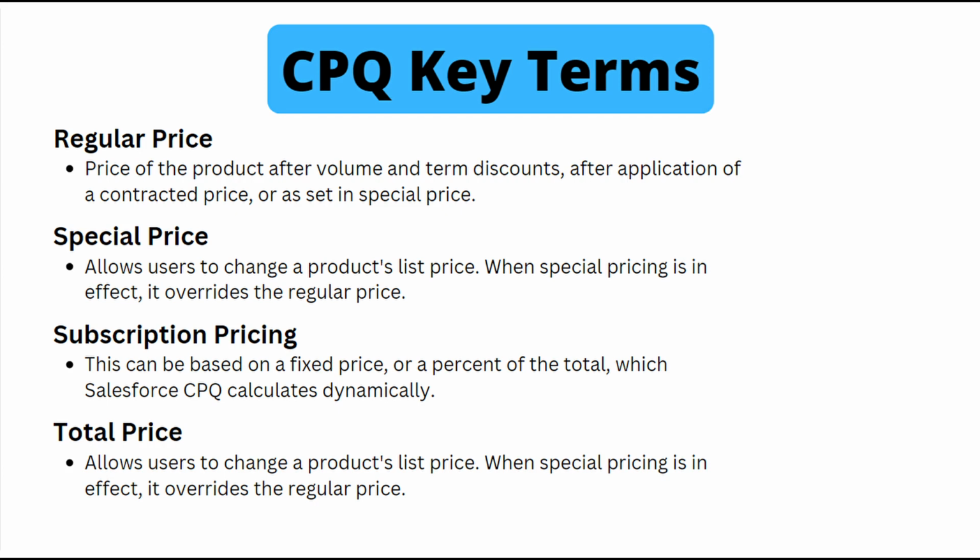Next, we have subscription pricing. This can be based on a fixed price or a percent of total, which Salesforce CPQ calculates dynamically. Next, we have total price. Total price allows users to change a product's list price. When special pricing is in effect, it overrides the regular price.